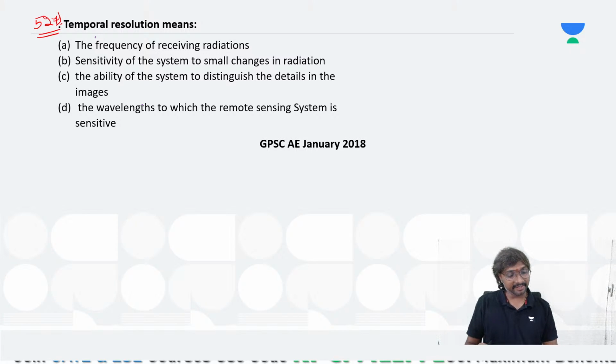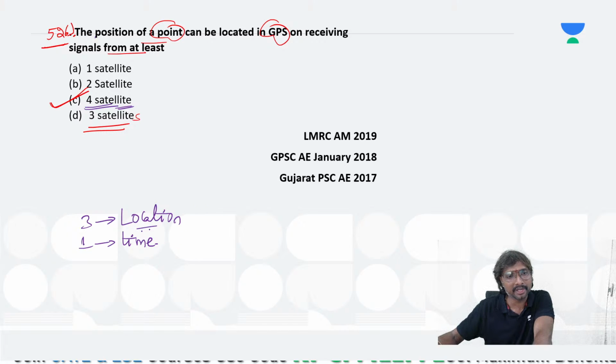Four satellites are required to get the exact location and time, right? Three for the position, that is the location, and one for the time. So in total, how many are required? A total of 4 are required, right?